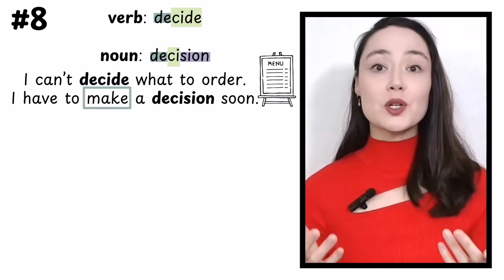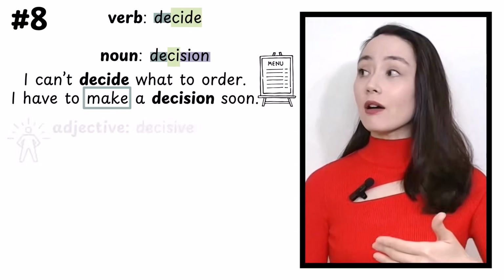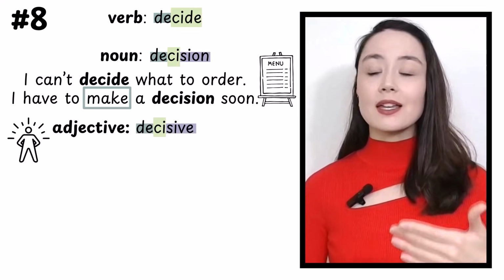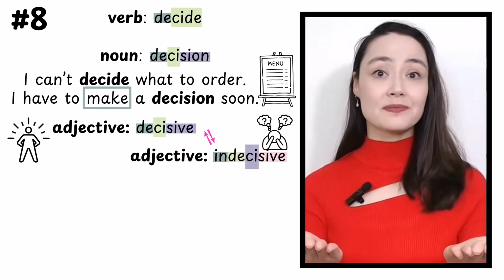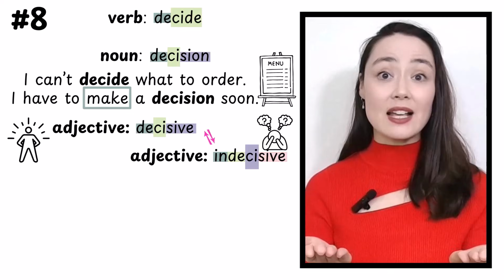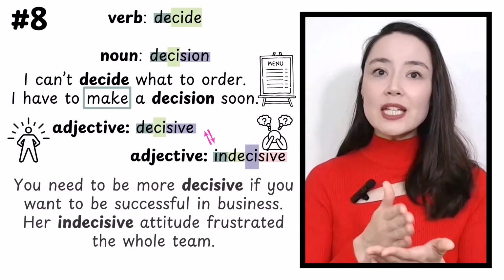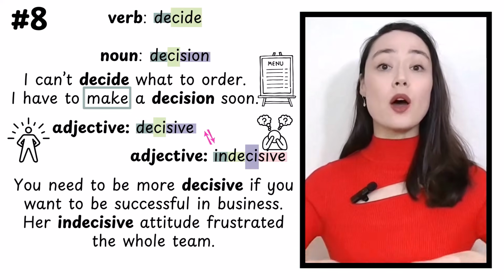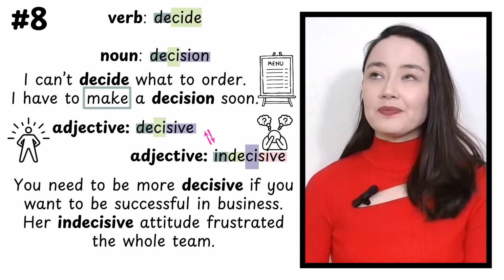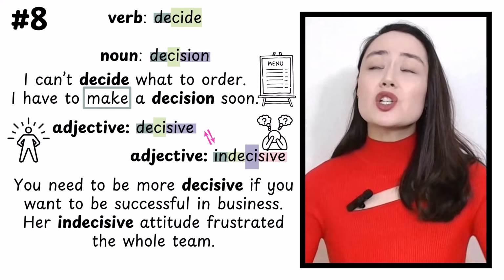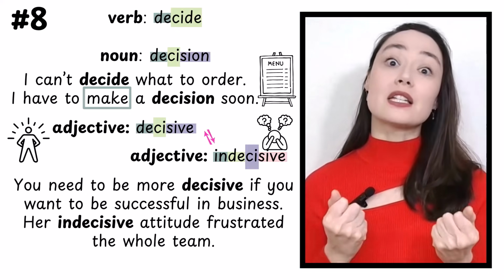What do you call a person who makes decisions very easily? They are decisive. What's the opposite? Indecisive. You need to be more decisive if you want to be successful in business. Her indecisive attitude frustrated the whole team. Just make a decision.